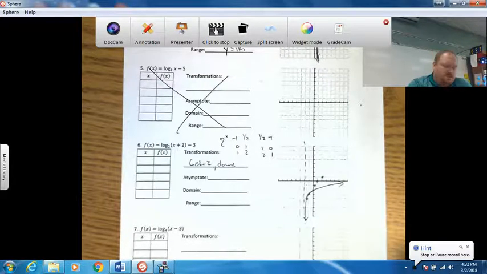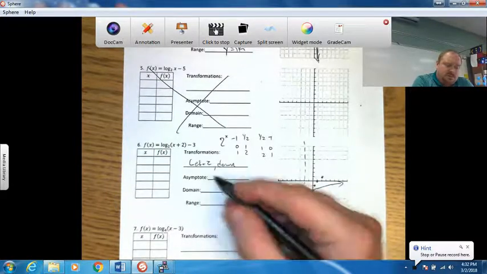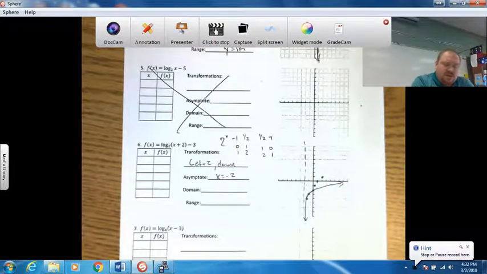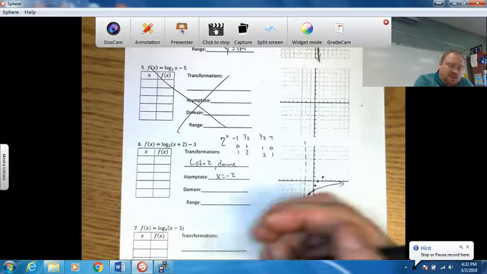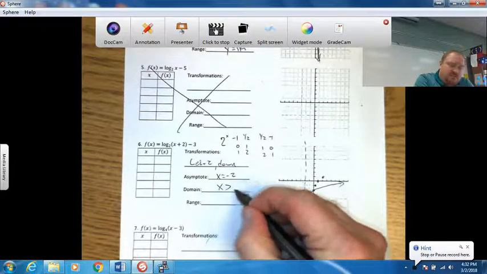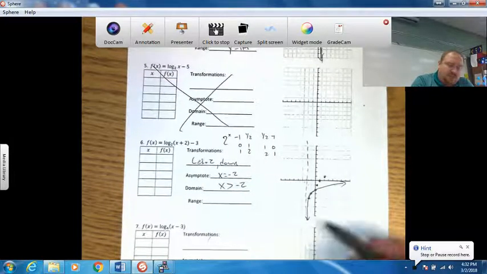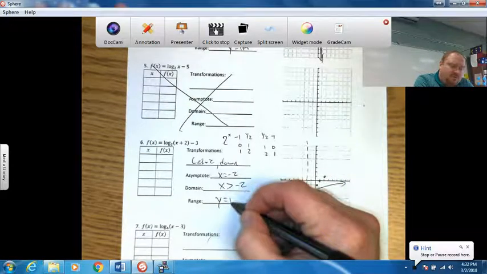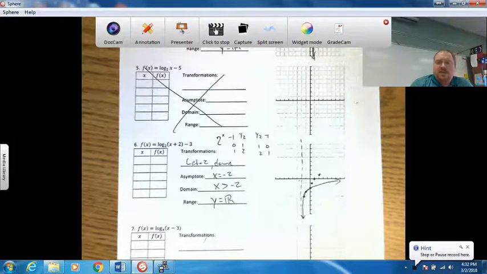Okay? The asymptote here is at -2. So x equals -2. The domain starts at -2 and goes to the right, but it never touches. So again, that's just greater than -2. The range goes down forever and goes up forever. And that is all it's going to take.